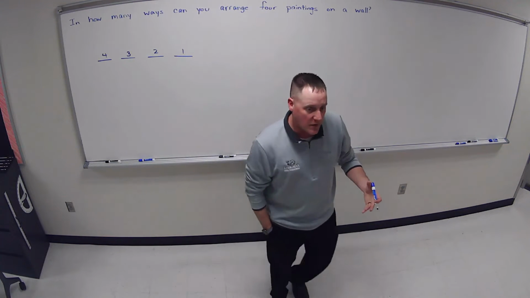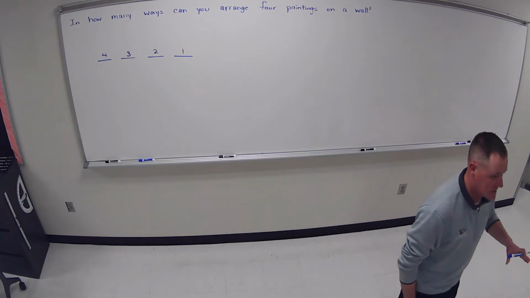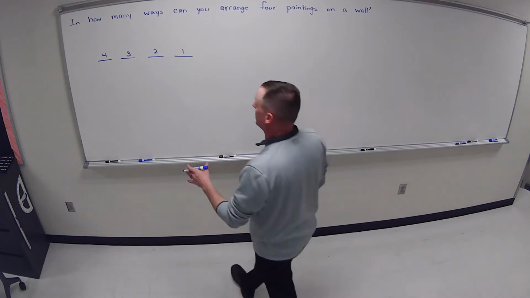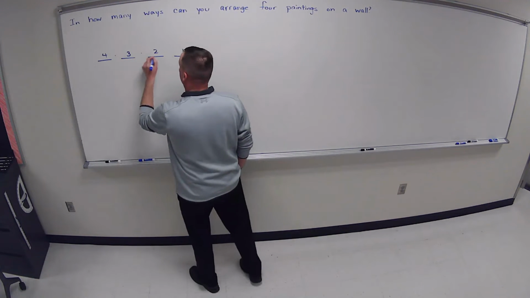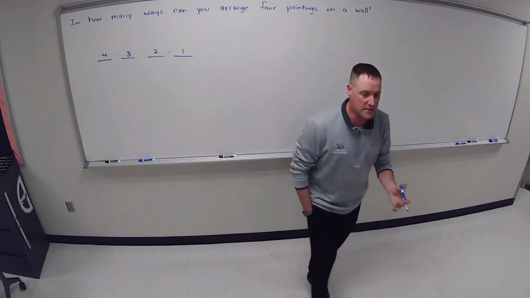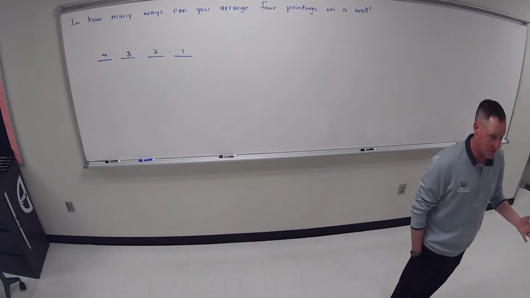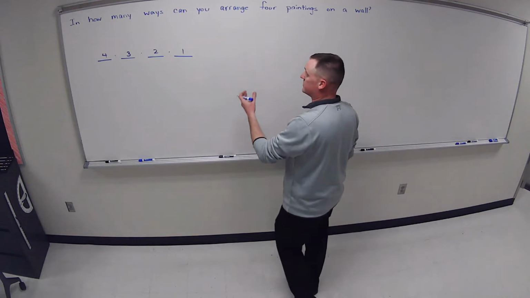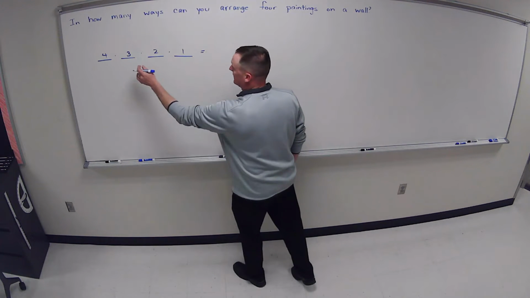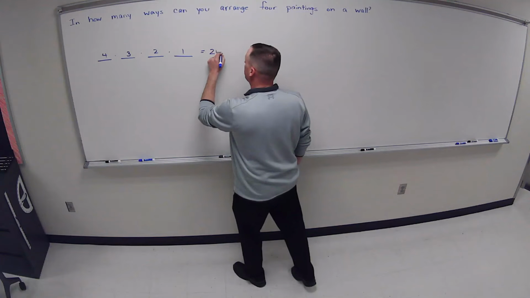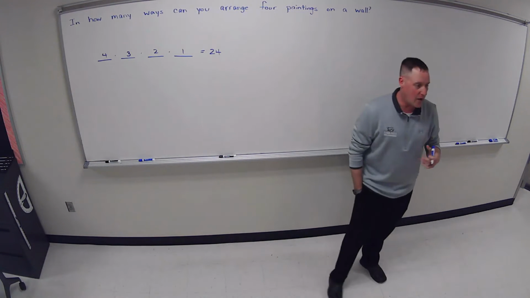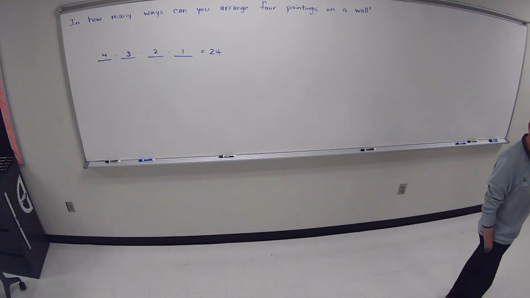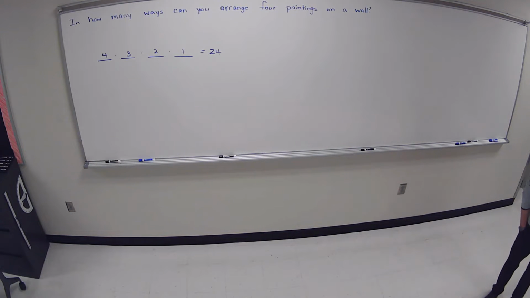So if I want to know how many different arrangements this can have or happen with, I'm going to take the number of choices I have for each of those spots and simply multiply them all together. And so I can take 4 times 3 times 2 times 1, and this is going to end up giving me an answer of 24. I would have a total of 24 different arrangements that I could make out of these 4 photos. Does that make sense to everybody?